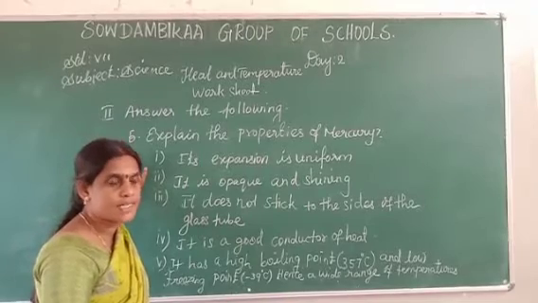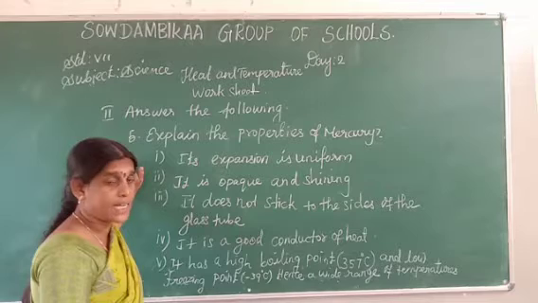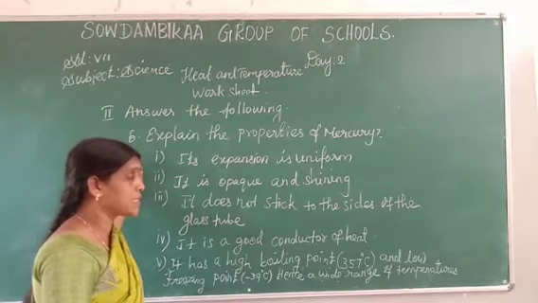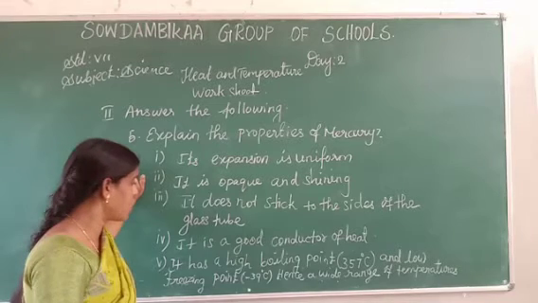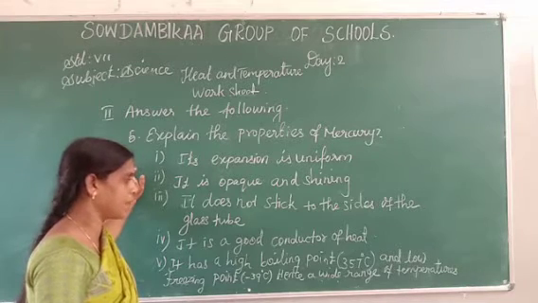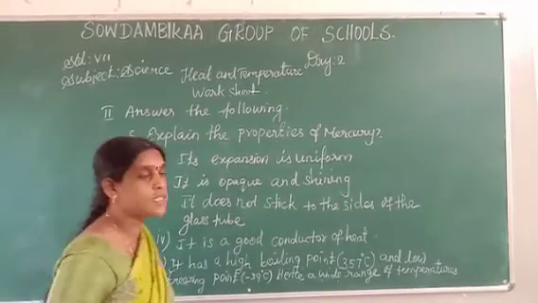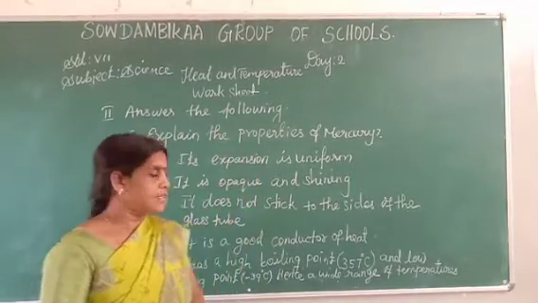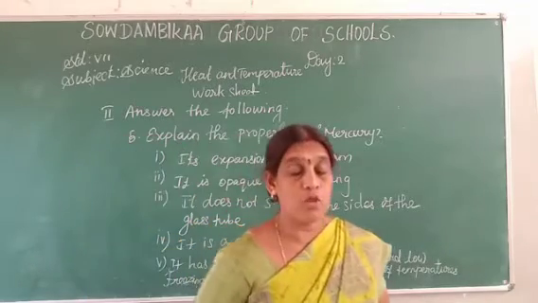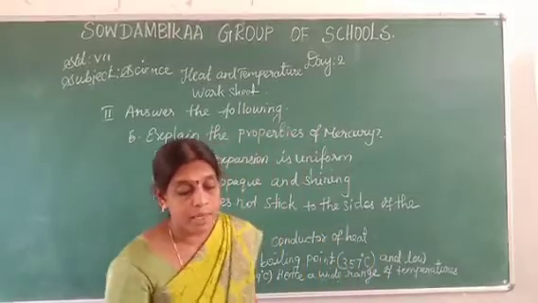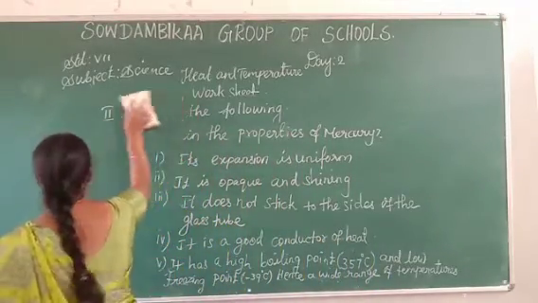The first point is its expansion is uniform. It is opaque and shining and does not stick to the side of the glass tube. It is a good conductor of heat. And the last point is it has a high boiling point, 357 degrees Celsius, and a low freezing point, minus 39 degrees Celsius. Hence, a wide range of temperatures can be measured using a mercury thermometer. Yes, students, I think all are clear about this one.